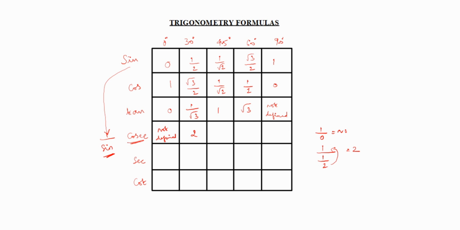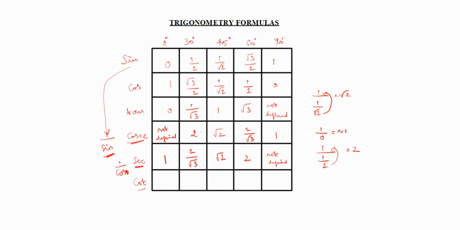The same way, this is 1 by 1/root 2. It goes up. So root 2 is for 45 degree. This is reverse, 2 by root 3. So 1 by 1 is 1. The same way, sec means 1 by cos. So 1 by cos. 1 by cos is 1 by 1, which is 1. This one is 2 by root 3. This one is root 2. This one is 2. Then 0, and 1 by 0 is not defined.